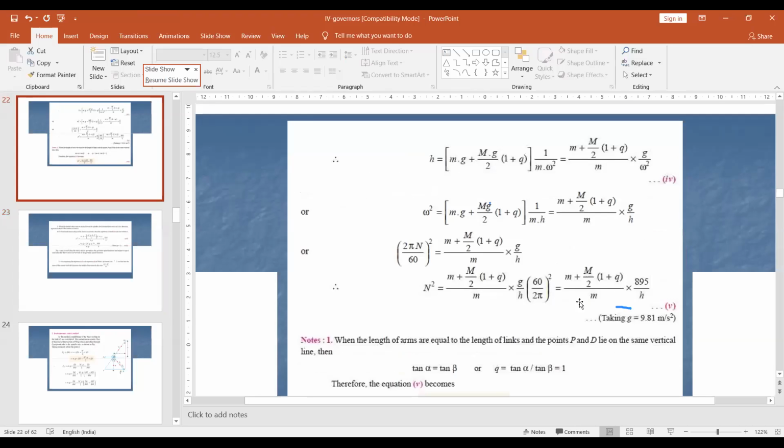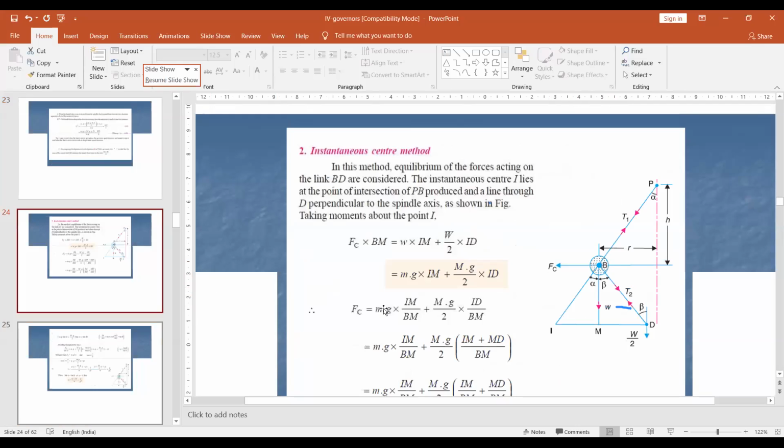So what is the equation here? A small difference is there. We are missing the 6th equation, that is, capital N square equals small m plus capital M by small m into 895 by h. That is the 6th equation. So when we compare the Watt governor equation and this equation, the small change is the multiplication of this term, small m plus capital M by small m. That is the difference.